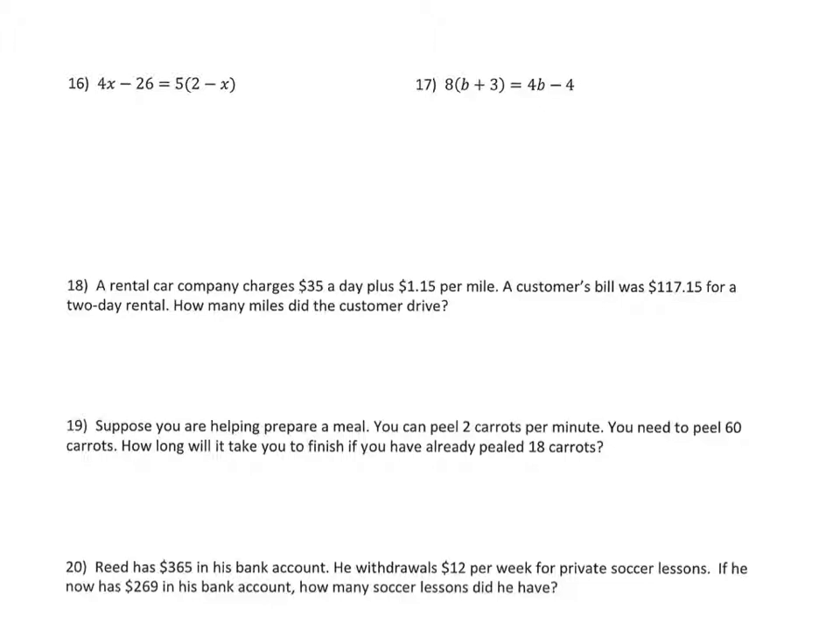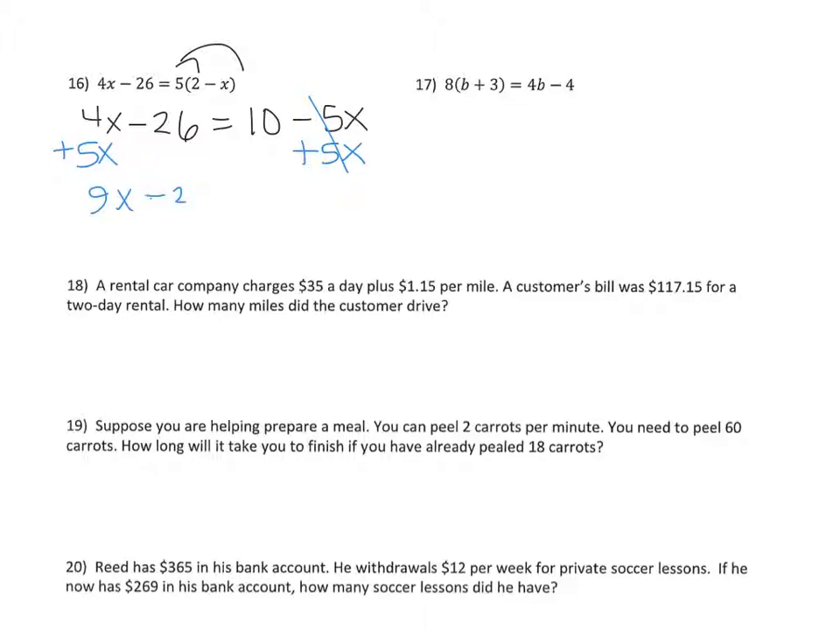And then number 16, we're going to do the distributive property. So when you distribute this, it'll be 10 minus 5x. So I want to get my x's on the same side. I like to get rid of the negatives, so I'm going to add 5x to each side. This cancels out, so I have 4x plus 5x is 9x minus 26 equals 10. And then I'm going to add 26 to both sides. So it's going to be 9x equals 36, so x equals 4.